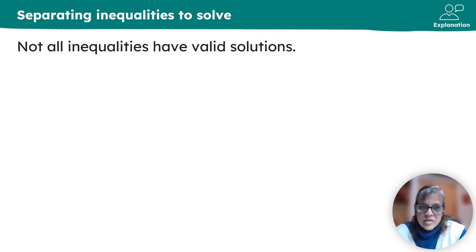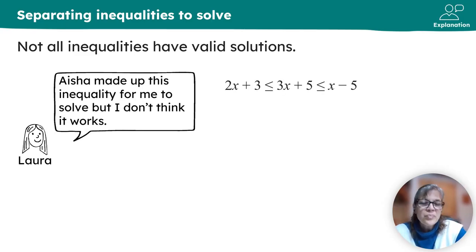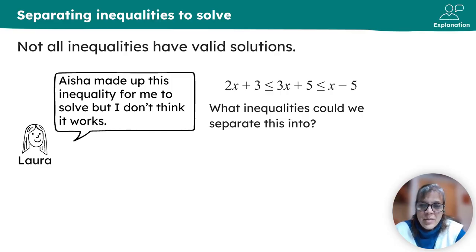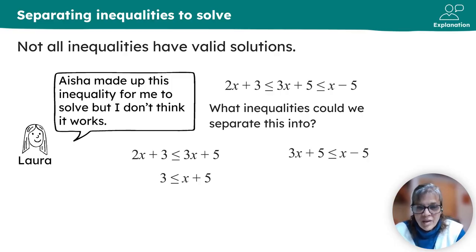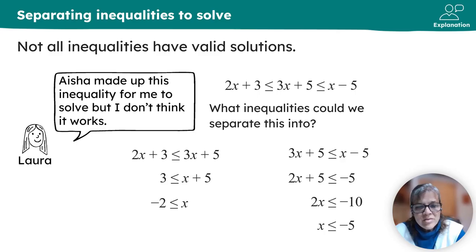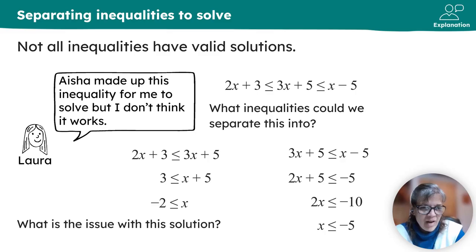Not all inequalities will have a valid solution that's always going to be true. So imagine there's a student named Laura and she says, well, I actually made up this inequality for me to solve, but I don't think it works. And why does she not think it works? If you separate it into two different inequalities and you solve them, you end up getting, well, x is greater than or equal to minus 2, and x is less than or equal to minus 5.